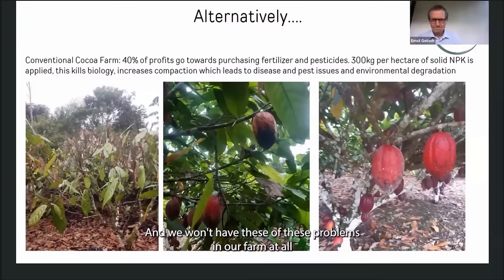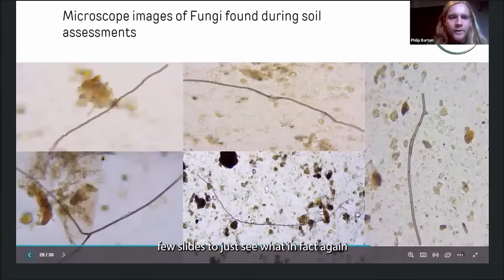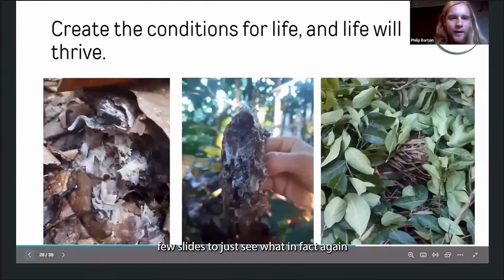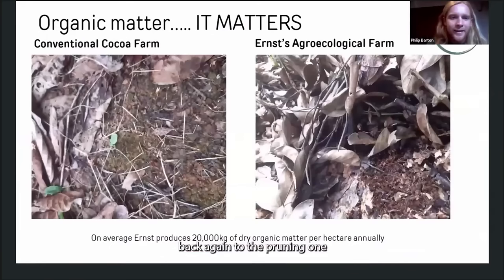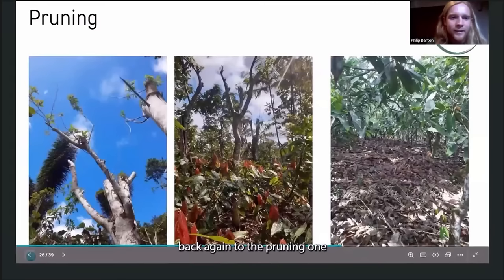If it's possible, Carla, to go back a few slides to just see, back again to the pruning one, back one more. Yeah, here, yeah.